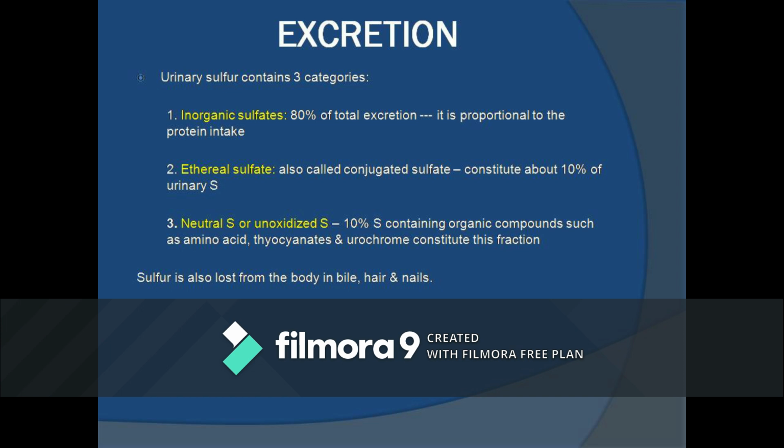Ethereal sulfate, also called conjugated sulfate, constitutes about 10% of urinary sulfur. Neutral sulfur or unoxidized sulfur constitutes 10%. Sulfur containing organic compounds such as amino acids, thiocyanates, and urochrome constitute this fraction. Sulfur is also lost from the body in bile, hair, and nails.